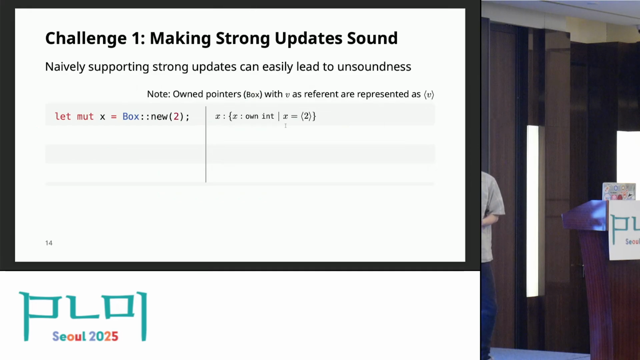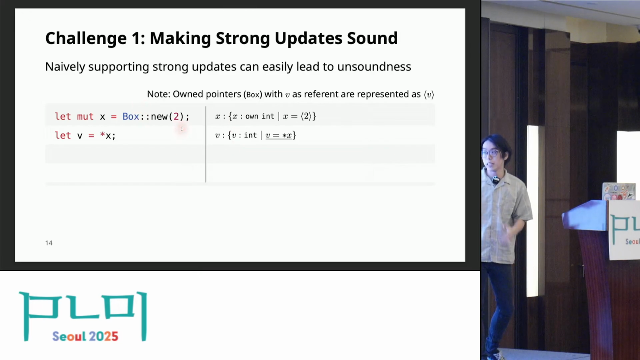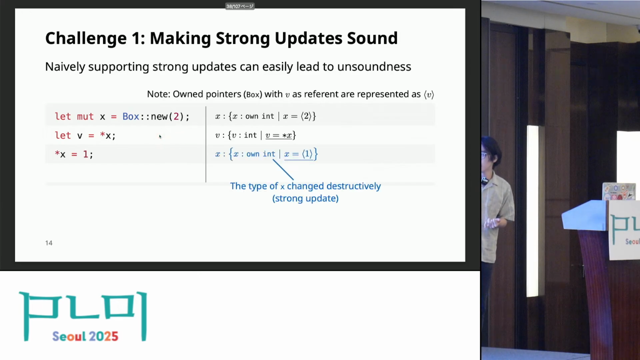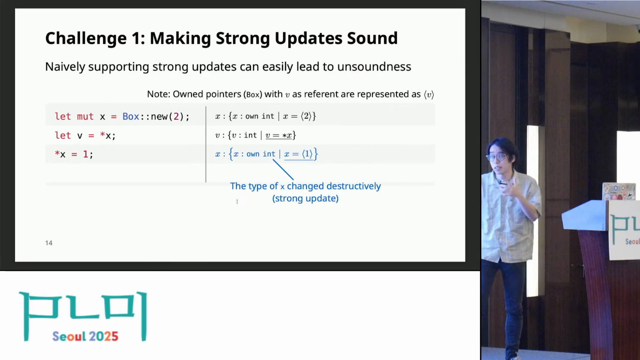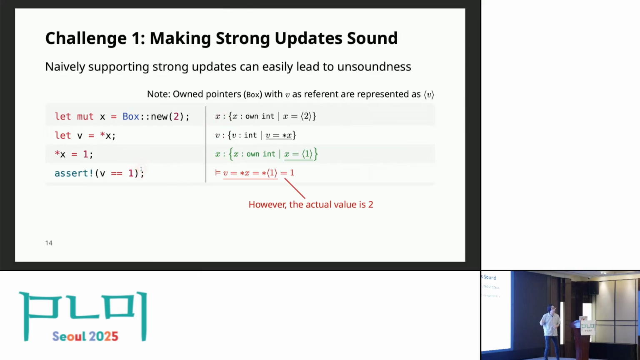But naively supporting strong updates can easily lead to unsoundness. Let's say, for example, on the right you can see refinement types. And in the next line, we create a new variable v that has the value of the current x. And then we make a strong update. Here, as we discussed before, the type of x is destructively updated to be a box of 1. But this confuses the type system. On the last line, we have an assertion about the value of v, but this fails at runtime. But this type system concludes incorrectly that this assertion holds because of this strong update.